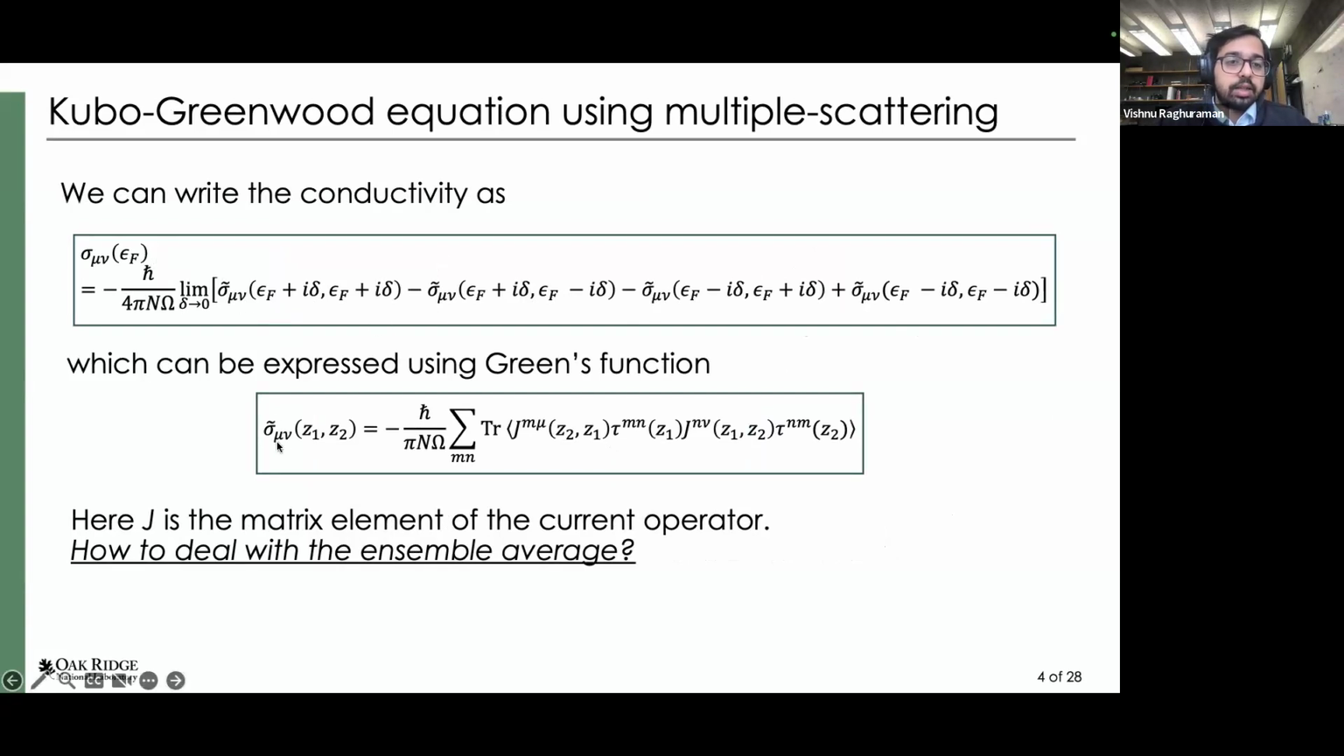This sigma tilde is then given by a product of two tau matrices and two current matrices, where the current matrix is essentially the matrix element of the current operator. Here you just get the tau matrix from your KKR code and plug it in. So the term inside the ensemble average itself is not hard to calculate. What is interesting here is, how do you deal with this ensemble average?